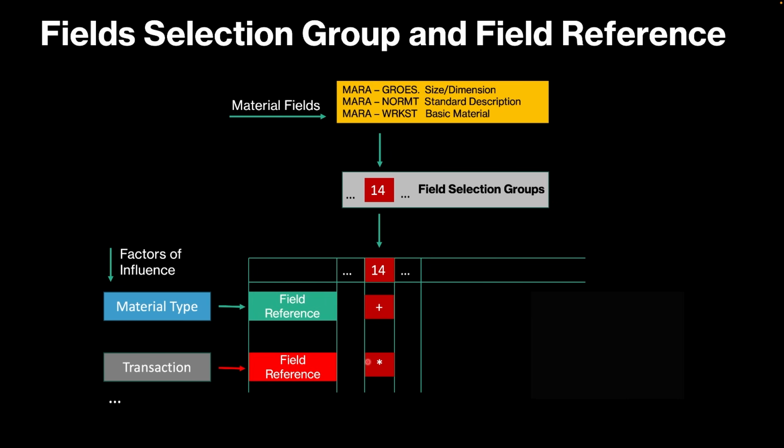So in SAP, you will be able to see a tabular kind of structure where you will have a field selection group at the top, for which you will have multiple factors of influence, that is field references. Based on this field reference, you can mark the field selection setting for each field selection group. Okay, we'll see in SAP and then it will become more clear to you. But you have to understand there are two variables. One is the field selection group, which basically contains the field of the material master. And another one is the field reference, which is assigned to a particular factor of influence. Okay. And based on these two variables, your field selection settings are configured in the system.